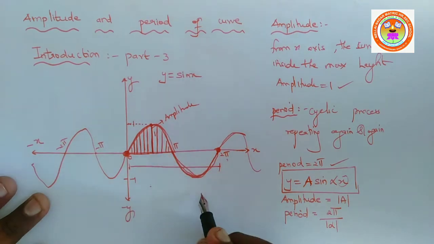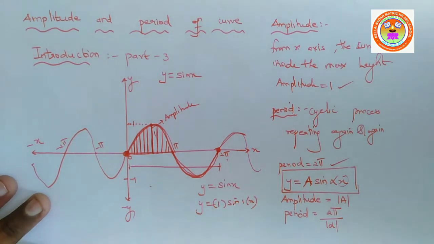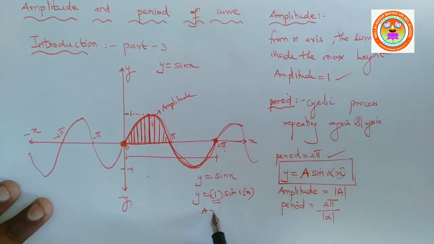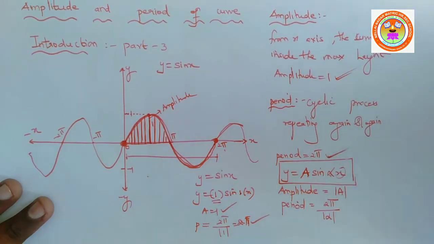Suppose we have taken the curve y is equal to sine x. We can take it as 1 into sine 1x, because 1 into x is nothing but x. So if we compare, A is equal to 1, and alpha is equal to 1. Applying, period is equal to 2 pi divided by modulus of 1, which is nothing but 2 pi. So see, amplitude is 1, period is 2 pi for y is equal to sine x.